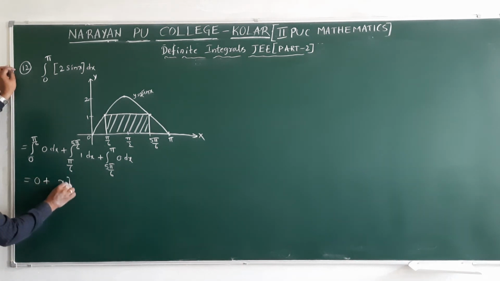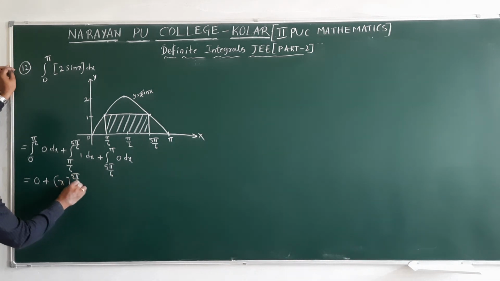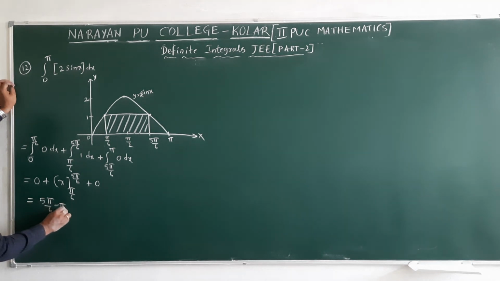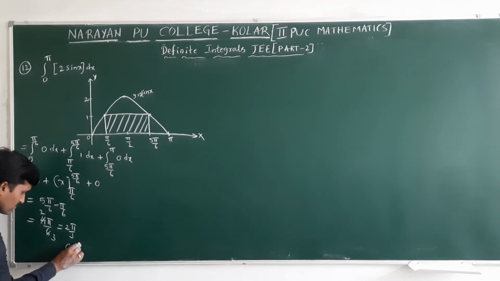Integral of 1 dx is x, from pi by 6 to 5 pi by 6. The other values are also 0. Substitute the upper limit, 5 pi by 6 minus pi by 6. Now 5 pi minus pi, that is 4 pi by 6, the LCM. 2 twos are 2, 2 threes are 6, so 2 pi by 3 is the value of the given question. That is option B, the correct one.